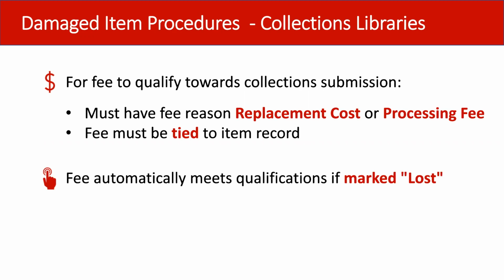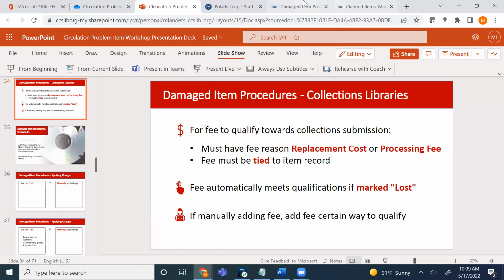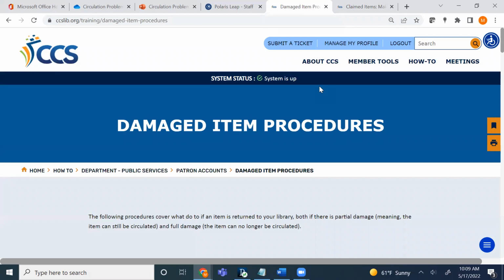Now, when you mark an item as lost or when an item transitions to lost, the fee automatically meets these qualifications, right? So there's nothing else for the library to think about. However, if you're manually adding a fee, these may impact how your library is going to enter the fee based on if you need that to qualify for collections. And as we go through the documentation, you will see this called out at times. So I'm just going to exit the slides and go to the procedures. We'll be jumping back and forth here for the rest of the session.